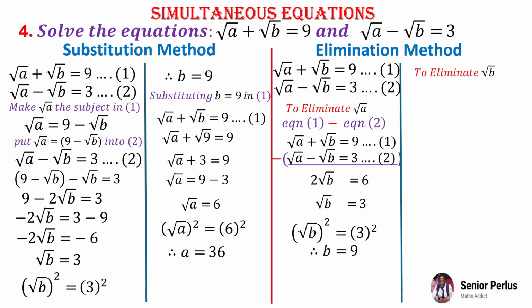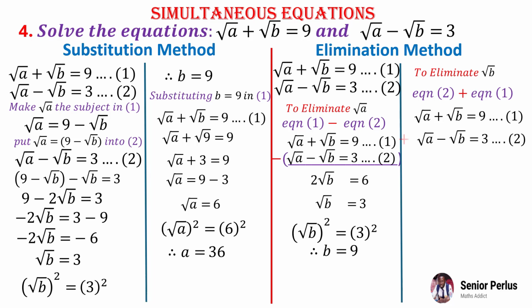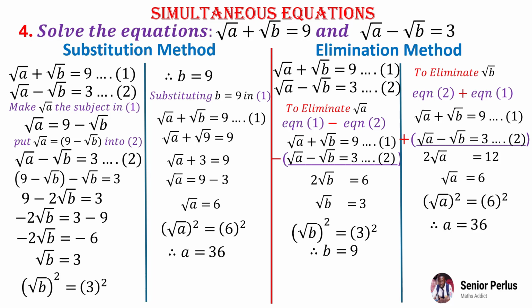To solve for a, we have to eliminate root b, the same procedure. Therefore, we add the two equations so that the root b will go. So these are the two equations. You add them nicely. If you add, you get what? 2 root a, the b will go. Then you divide both sides by 2. Then you get root a equals 6. For us to solve for a, let's square both sides. If you square both sides, you get a equals 36. So this is how we solve simultaneous equations.